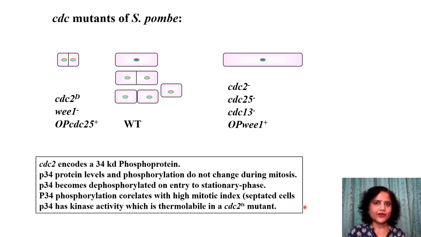And then it was also observed by biochemical experiments that the P34 protein had kinase activity. That is, it could itself phosphorylate other proteins. And the kinase activity was thermolabile in a CDC2 ts mutant. That is, this mutant was defective in the kinase activity of the protein which is encoded by this defective mutant gene.